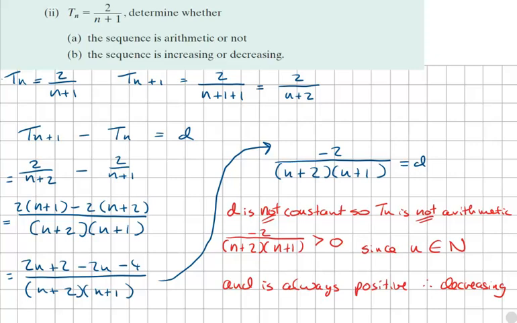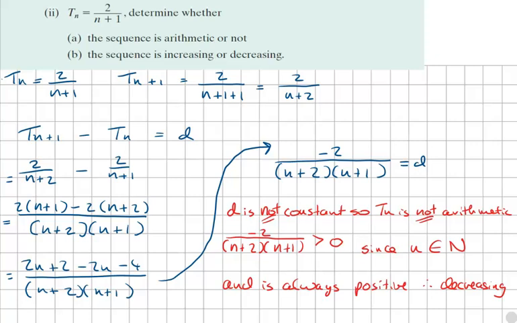So we took the Tn, which is 2 over n plus 1, and we just added another 1. So that's where the n plus 1 plus 1 came from. So if Tn, for example, is the first term, then Tn plus 1 is the second term. If Tn is the seventh term, then Tn plus 1 is the eighth term. So whatever term Tn is, Tn plus 1 is the next one.